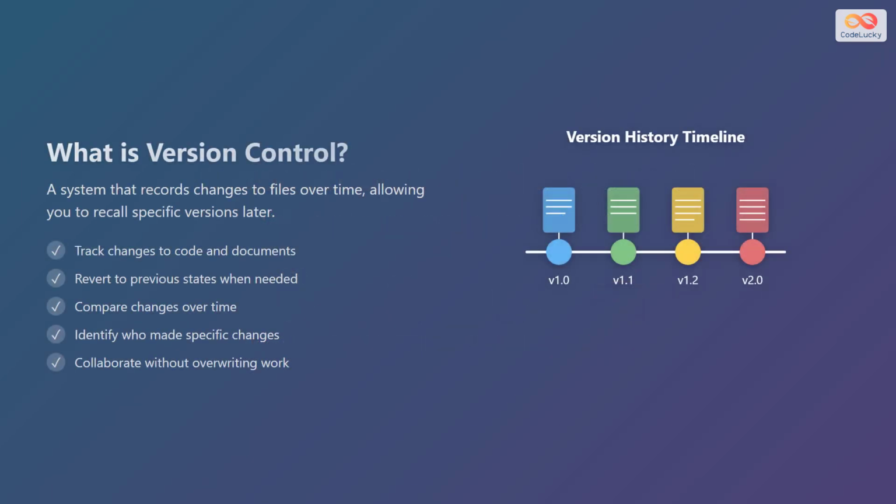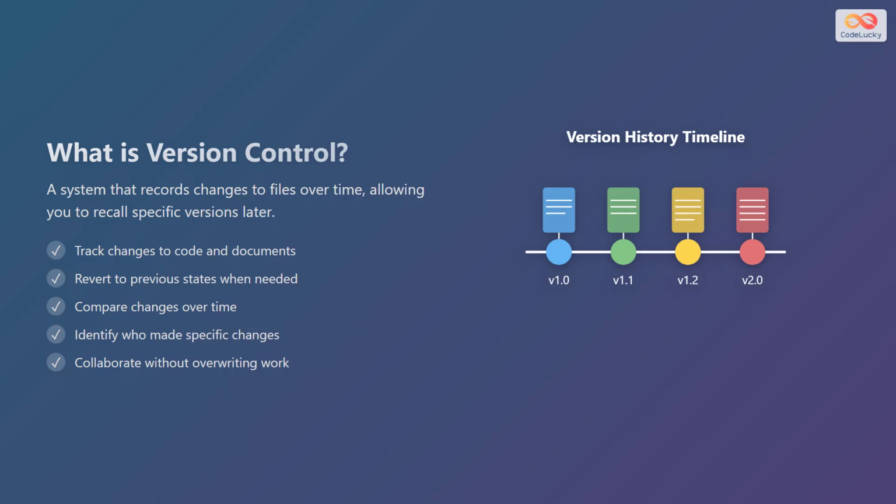So, what exactly is version control? At its core, version control is a system that records changes to files over time. It allows you to recall specific versions later. Think of it like having a detailed history book for your project. It's beneficial as it helps you track changes to code and documents, so you always know what was modified and when. It provides you with the ability to revert to previous states when needed. If something goes wrong, you can easily go back to a working version.